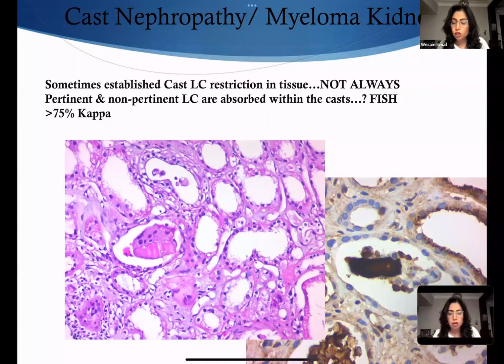Maybe we can use FISH, which is fluorescent in situ hybridization, but as I'm saying, sometimes you cannot establish the cast light chain restriction in tissue. It's not always that feasible. So even if these casts are kappa and lambda positive, but morphologically they look suspicious enough, then you should respect this and check whether the patient has multiple myeloma or not. Next.